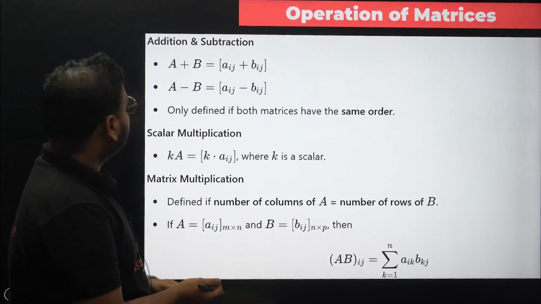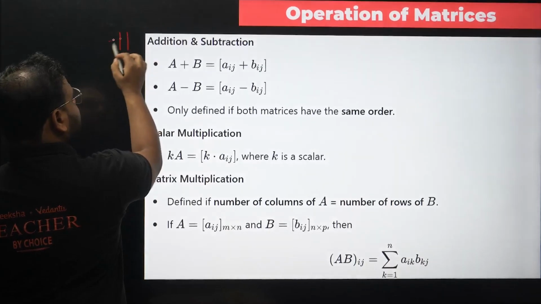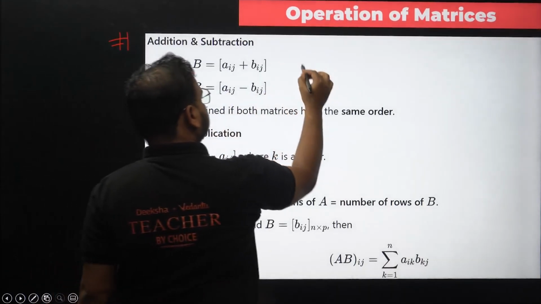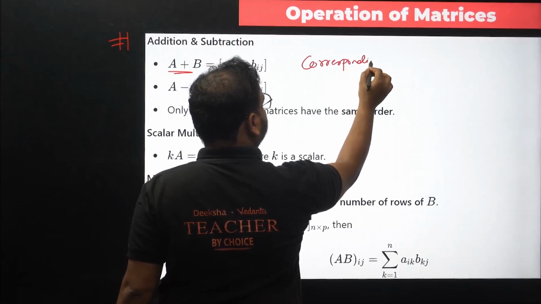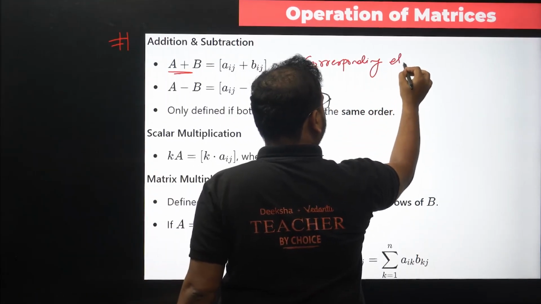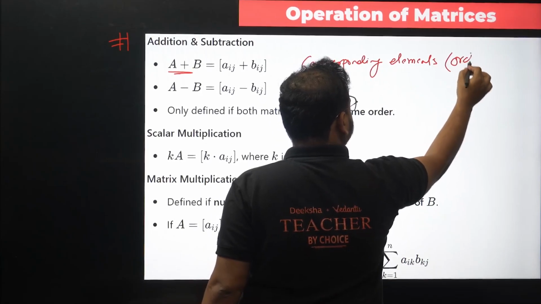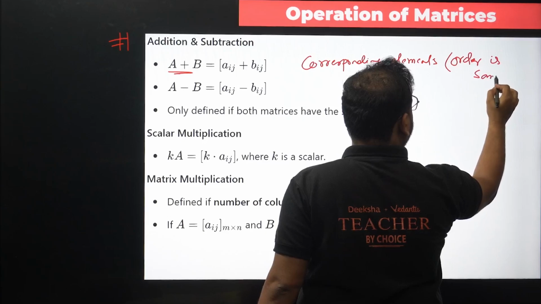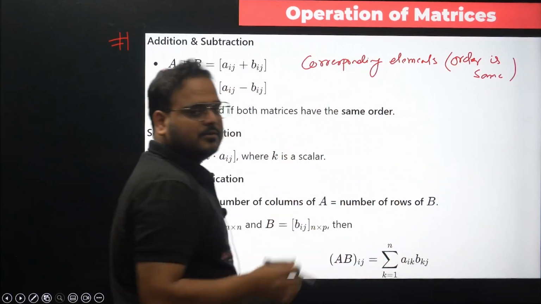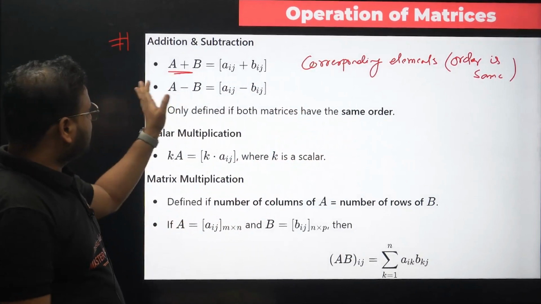Let's move on. Now we have operations of the matrices. We have started from addition, subtraction. You have to add corresponding elements, and only when the order is the same can you add. Otherwise you can't add. So the order must be the same, and also add only corresponding elements. Same goes for the difference also.